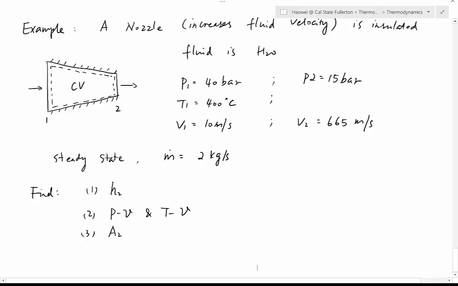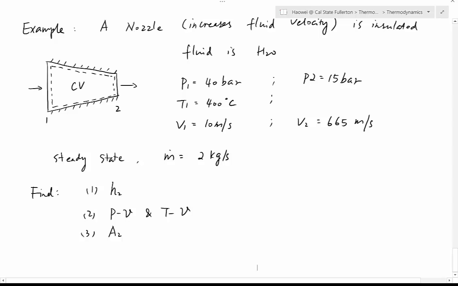Okay, so now we have one example. In this example, we have a nozzle and it's insulated. What a nozzle does is to increase the fluid velocity. Here the nozzle has a converging shape. And you see the short lines on the lateral surface of this nozzle. Those short lines mean it's insulated. Okay, and we know the substance is H2O.